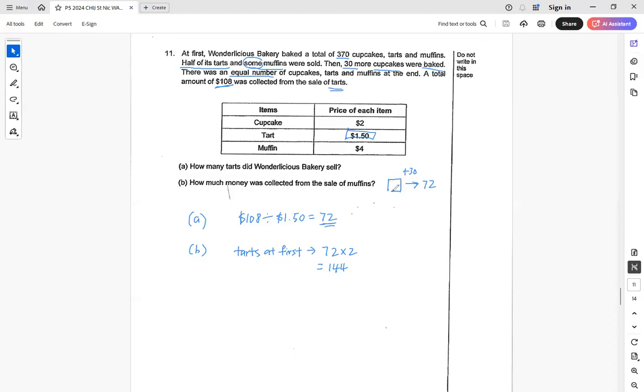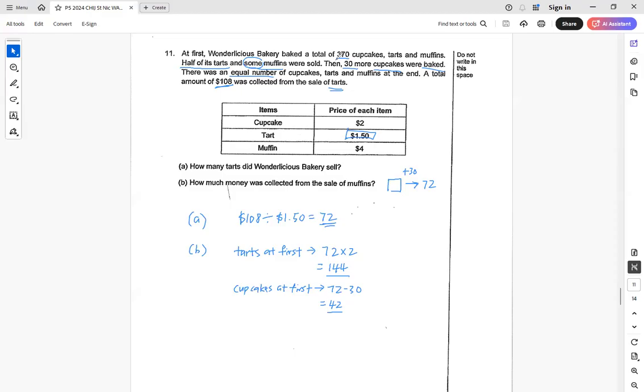So if you want to find the original number of cupcakes, I have to work backwards, which is 72 minus 30. I can write down cupcakes at first. I take the final number, I work backwards, I minus 30. So 72 minus 30 will give me 42 cupcakes at first. Okay? So I know the tarts at first is 144, and I know the cupcakes at first is 42.